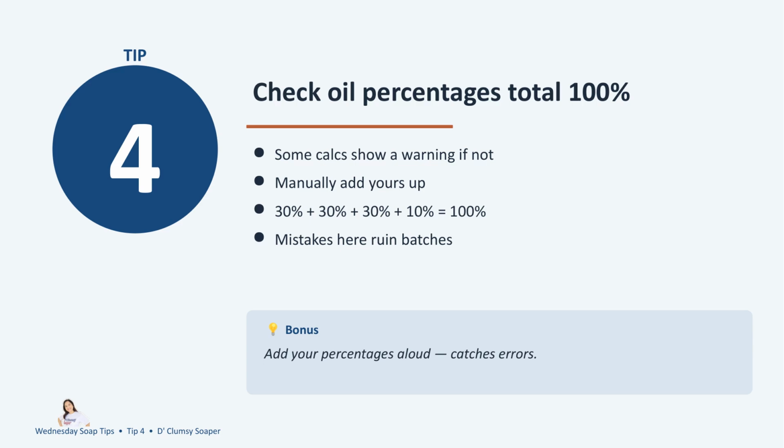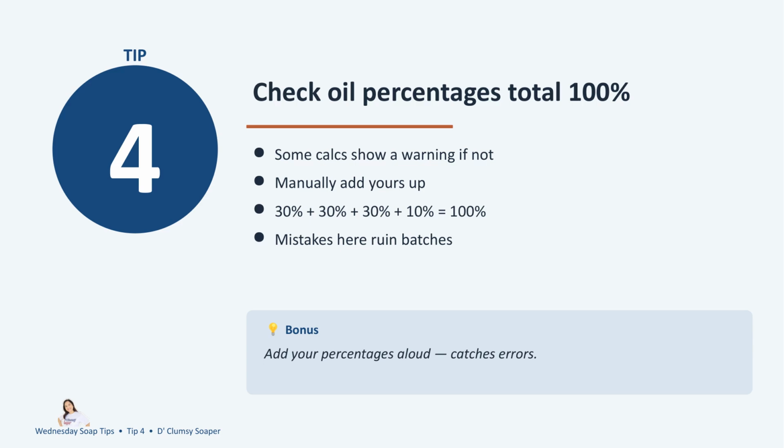The fix is straightforward. Manually add your percentages yourself before you hit calculate. 30 plus 30 plus 30 plus 10 equals 100. Done. A quick trick that genuinely works is to say your numbers out loud as you add them. It sounds almost too simple, but speaking numbers aloud forces your brain to process each one individually rather than letting your eyes glide past a typo.